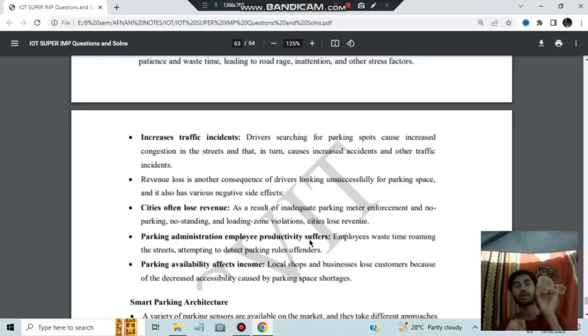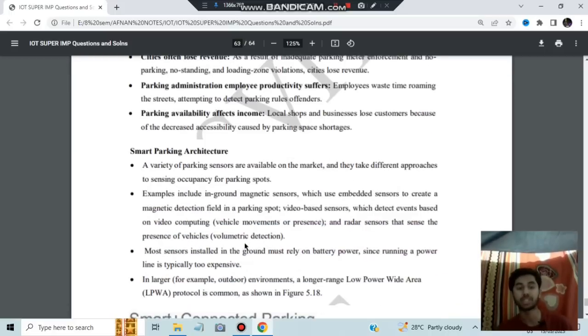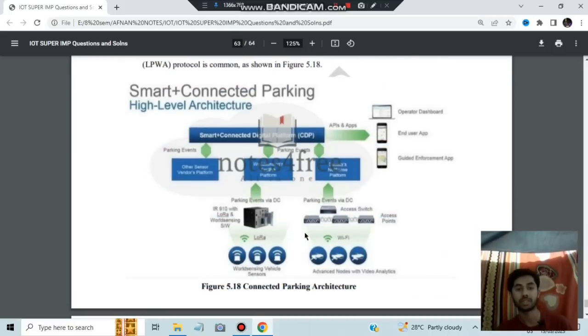You can use a camera. A camera can detect if the car is there or not by using OpenCV, right? Like that, many different types of sensors are there. You can write any of those, at least 3 of them, in the exam. Okay, that's it. And the architecture is given here. You can go through how it actually is. Here the sensors are there, and the data is sent back, and the processing happens, and the final solution comes to the end users and the devices.